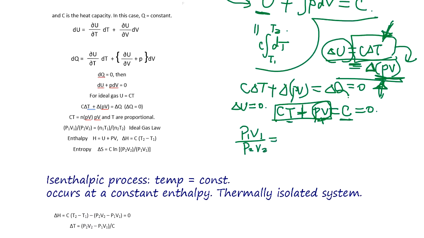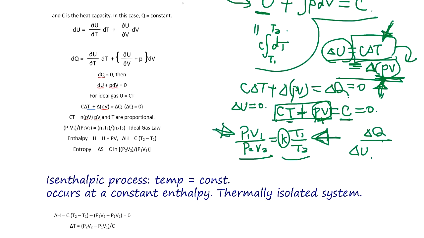PV is proportional to T1, T2, and constant K here. This one means thermally isolated process. There's no delta Q coming. Internal energy is just the internal molecules flying speed, which is the PV or temperature.